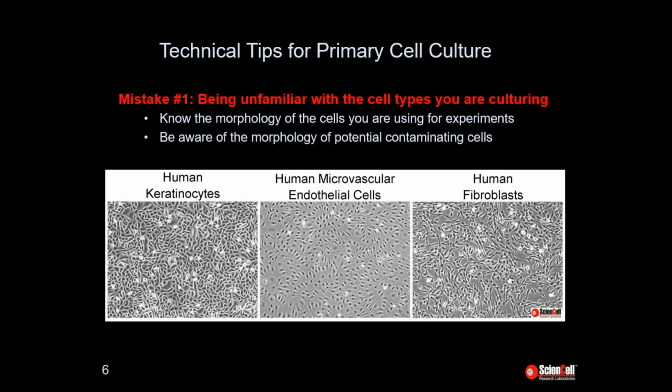First off, when working with primary cells, it is essential to remember that they are not cell lines and must be treated very carefully. Additionally, before thawing primary cells for your experiments, it is extremely important to be familiar with the morphology of the cells you are culturing and the potential contaminating cells. The figure shown here demonstrates how human keratinocyte, endothelial cell, and fibroblast morphology differs. As you can see, these cells have very different morphologies, so it makes it fairly easy to distinguish between the various cell types. In most cases, it will not always be this obvious, so you can reference the ScienCell product page for more details of correct cell morphology.